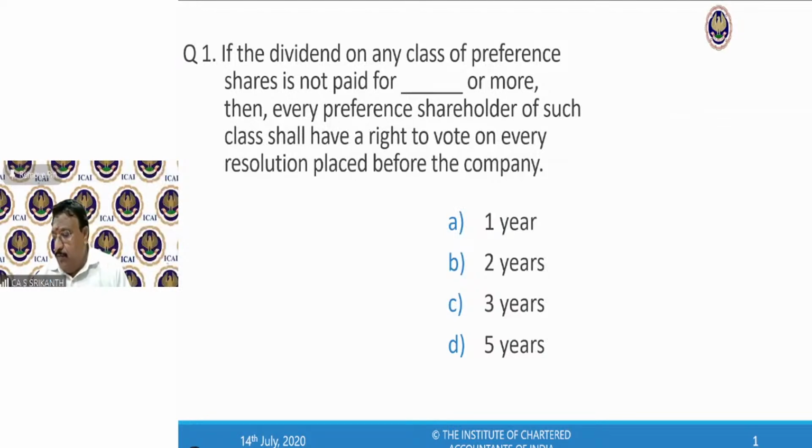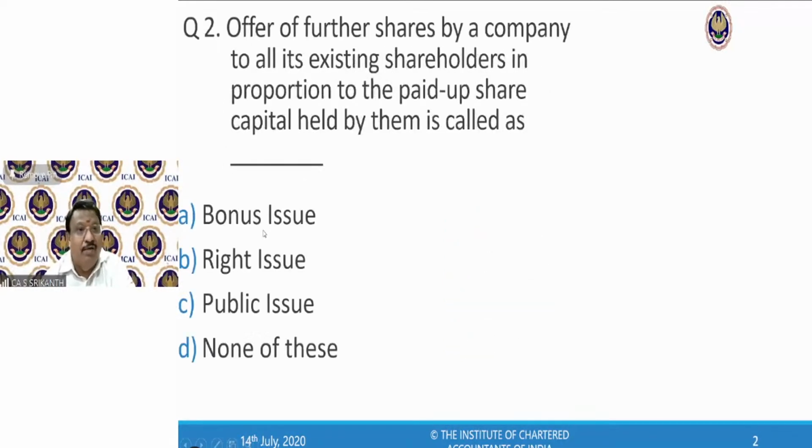Even orally you can answer since we are connected on Zoom. If the dividend on any class of shares is not paid for dash or more, then every preference shareholder of such class has a right. 2 years. B is the correct answer. Beautiful. Some of these questions I might not have covered today.